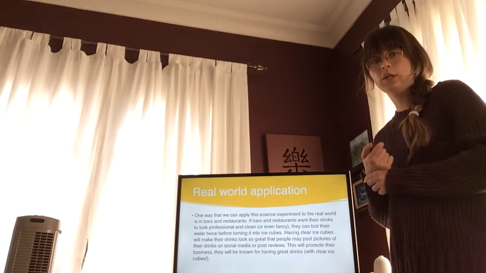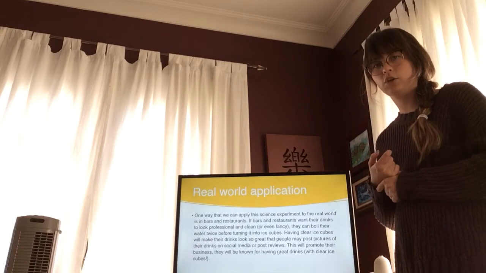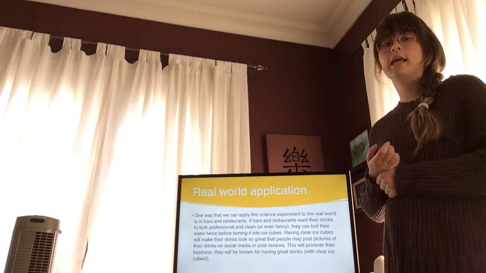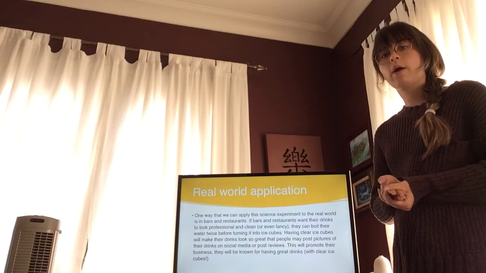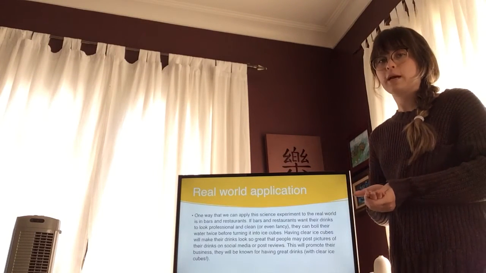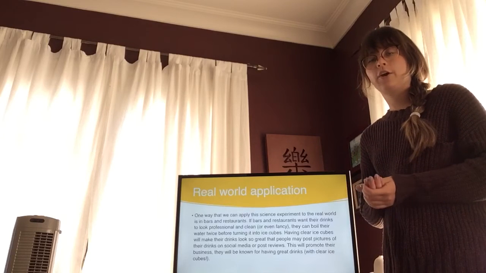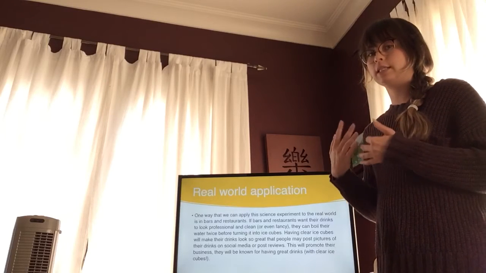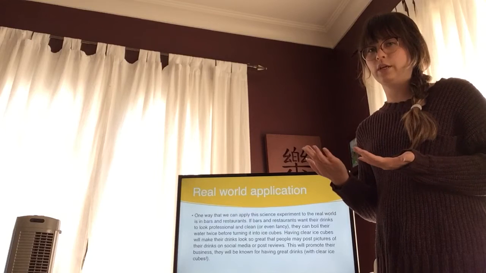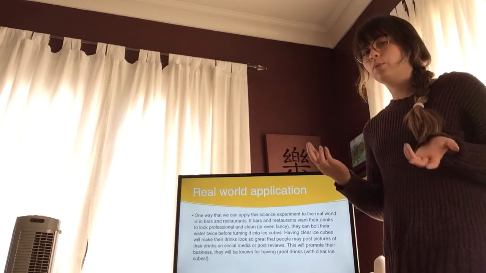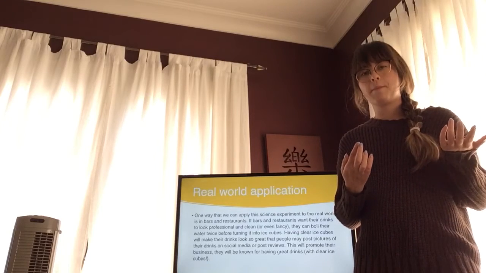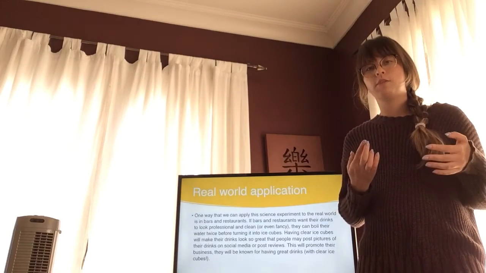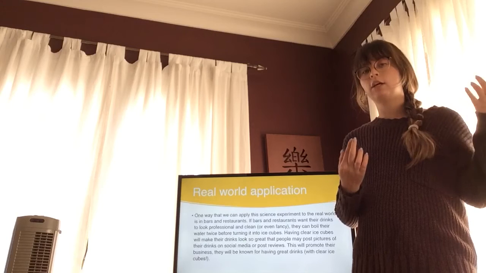So a real world application that we can do for this experiment would be in the restaurant industry or the bar industry. So when restaurants and bars make specialty drinks, it's very imperative that these drinks look presentable, even fancy, we could say. So who would want to drink with some foggy ice cubes? Some people may not pay attention to it, but some reviewers or restaurant critics may look at that.